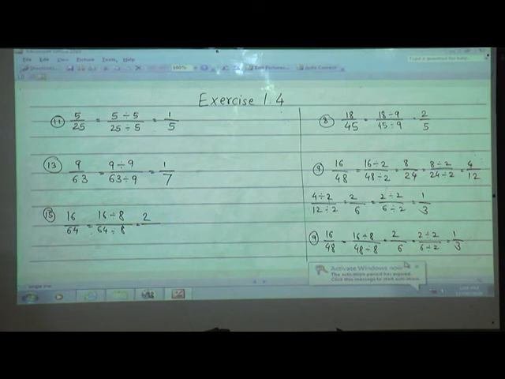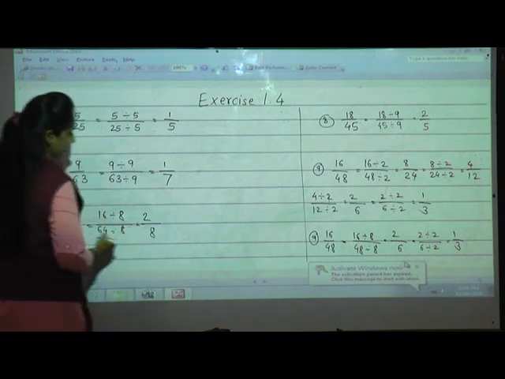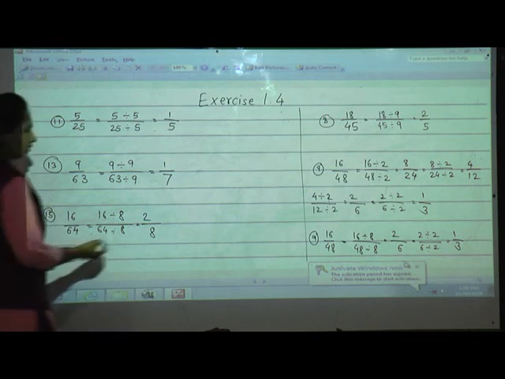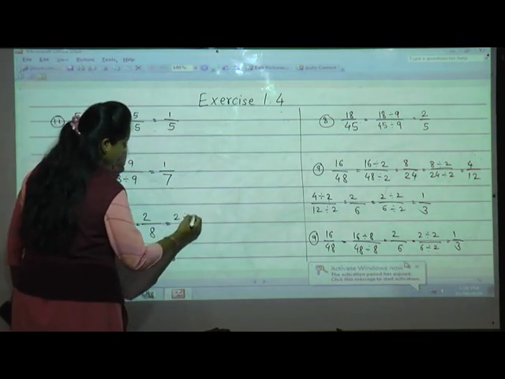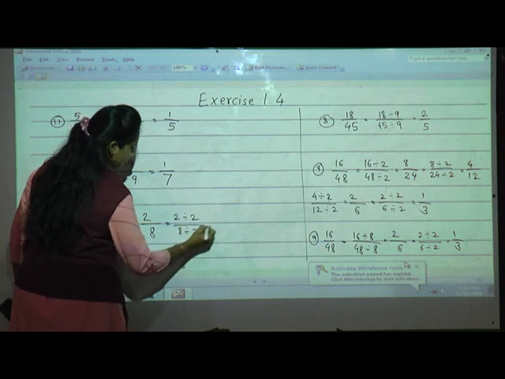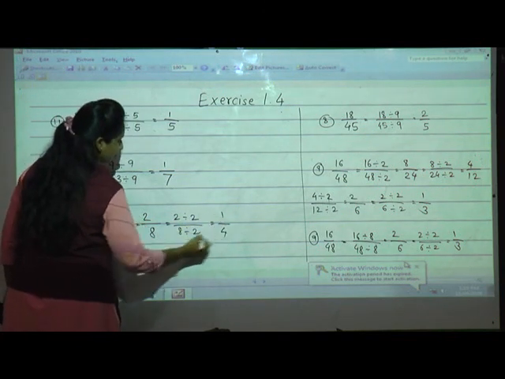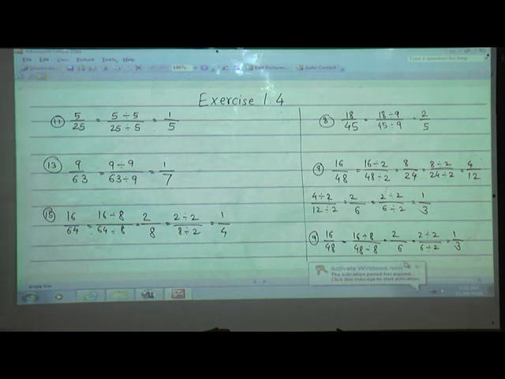So what do we get? Tell me. 8 8s are 64, isn't it? Now 2 upon 8. Again we can simplify this with 2. See, 2 ones are 2, 2 fours are 8. So what is the lowest term? 1 upon 4. Clear till here? Yes, very good. Now we will move to the next concept.